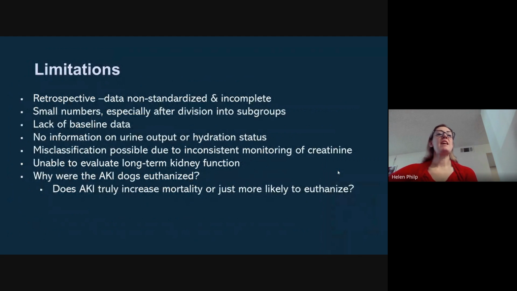In terms of limitations, I think they do a good job acknowledging these limitations. Certainly with any retrospective study, you're at the mercy of what's included in the medical record. There's no way of standardizing the data, and you will have missing data as well. One of the difficulties is that once you start dividing this number of patients into subgroups, some of those subgroups end up very small, and it's hard to really do statistics on those.